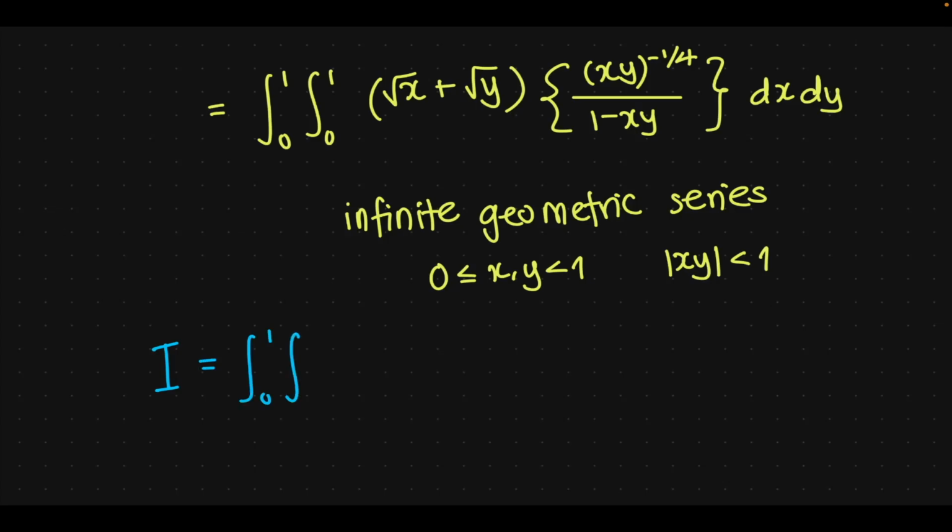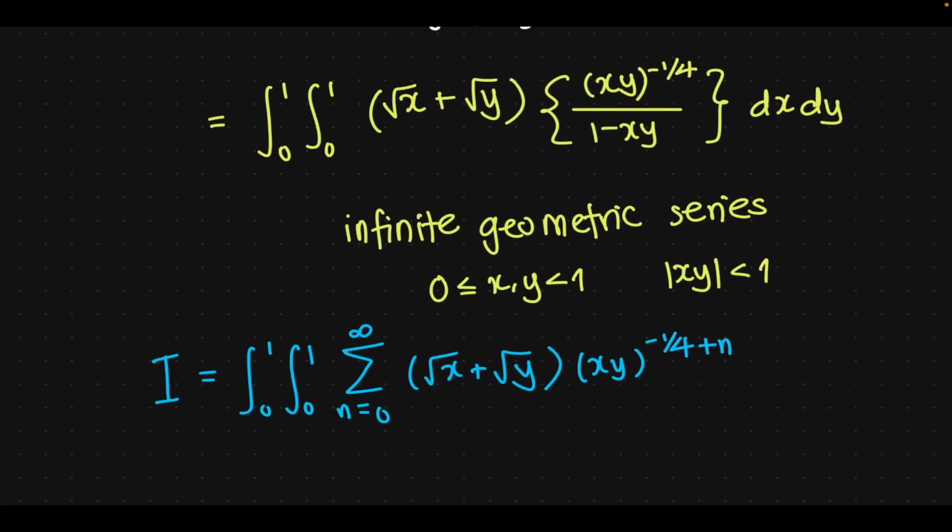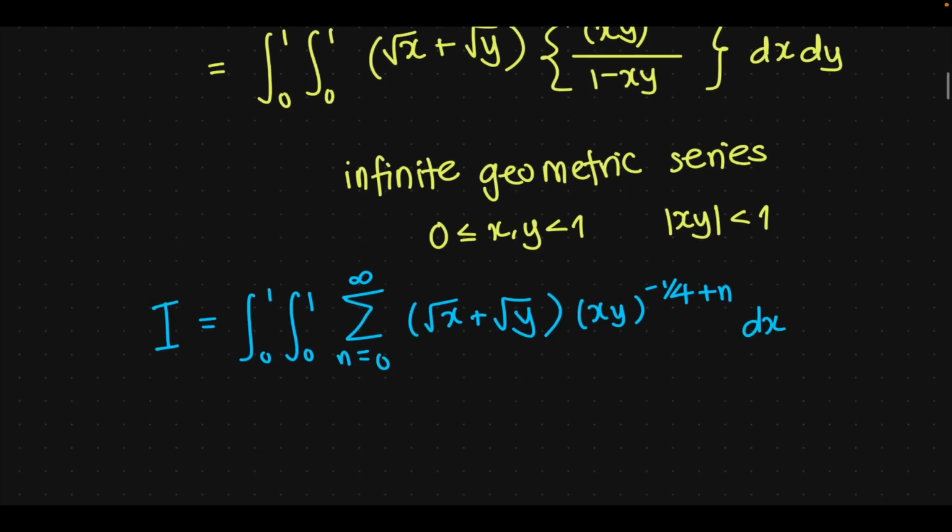Integral 0 to 1, integral 0 to 1. The term in the denominator produced an infinite series. So sum n equals 0 to infinity of square root x plus square root y times xy to the minus 1/4 from before. And we're going to have a power n because that was the infinite geometric series that we get from the term in the denominator. So that's r to the n. R in this case is xy. So we have xy to the n, and we can add the powers. dx dy.